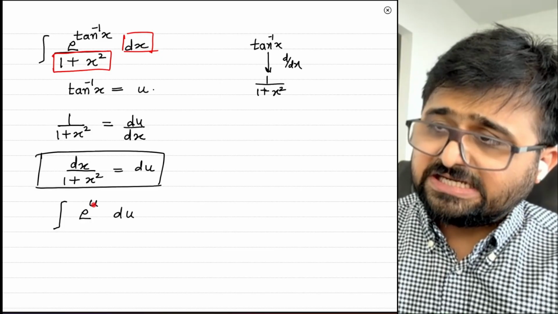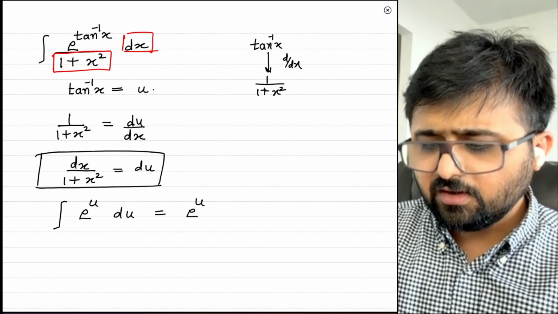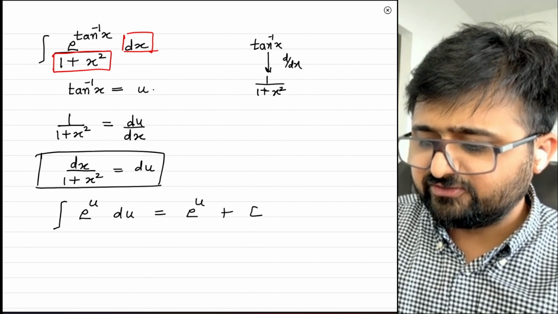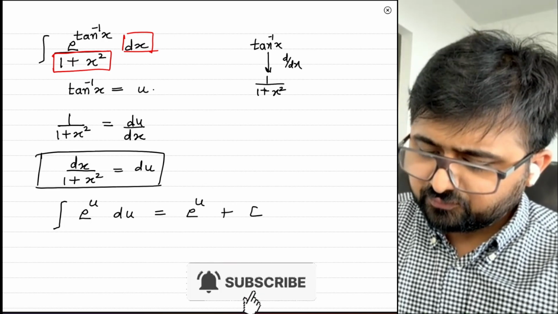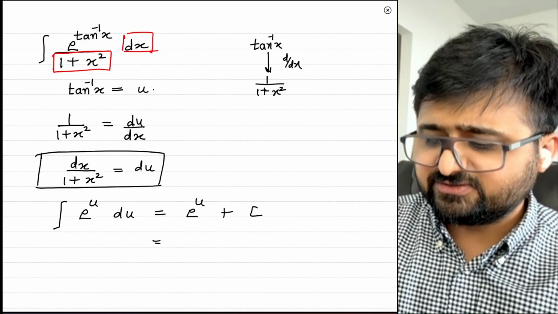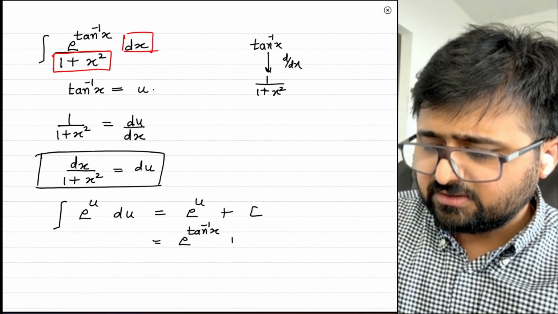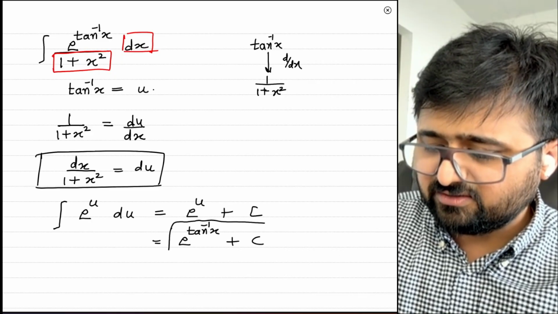Now the integral of e to the power u with respect to u, we know is nothing but e to the power u. And in integral, we add the constant of integration, arbitrary constant c. Now e to the power u, you just resubstitute and convert it back to the x world. So this will become e to the power tan inverse of x plus c, and that is your final result.